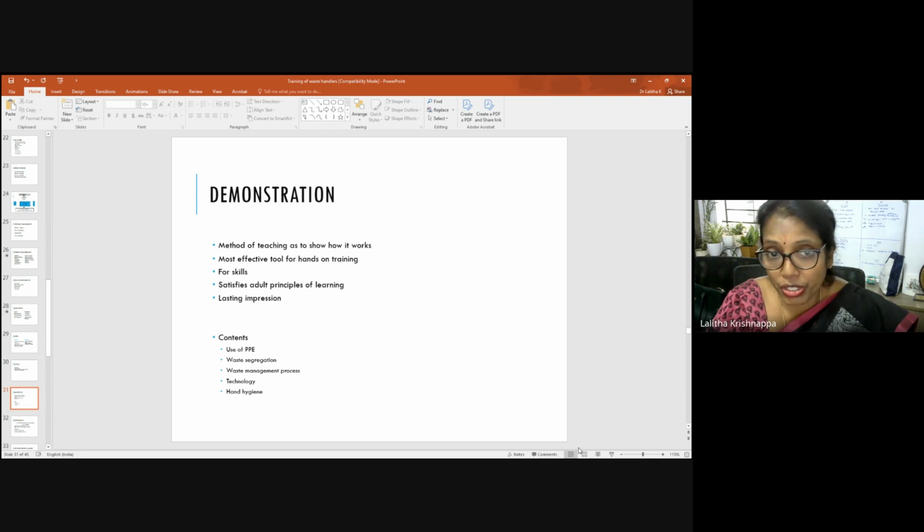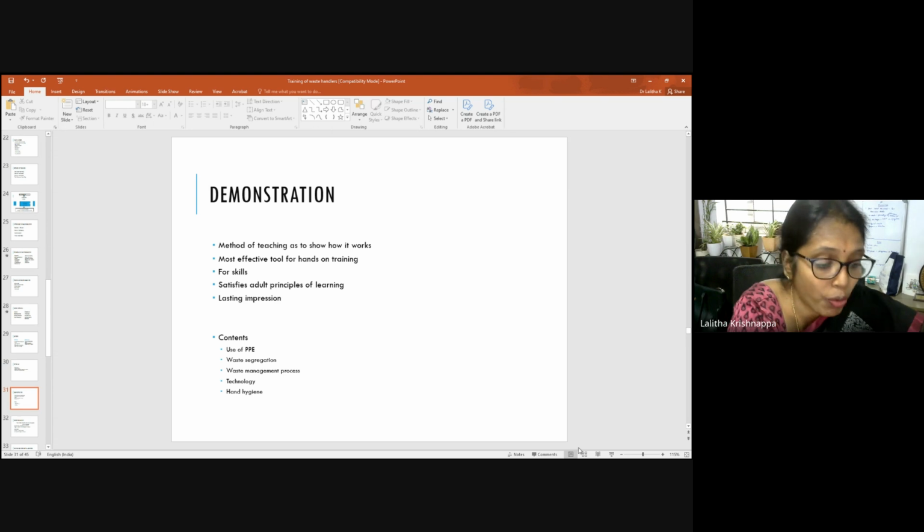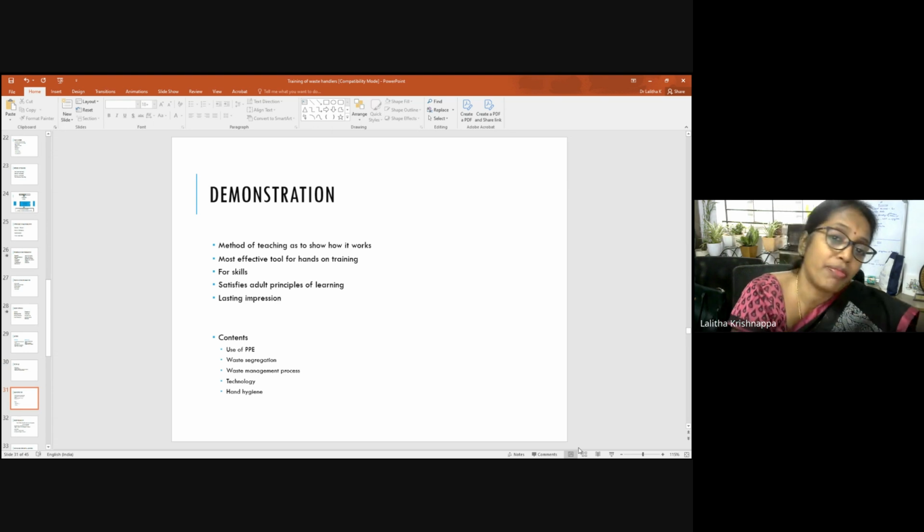Next is the demonstration. This is a method of teaching as to show. I keep four colored bins and I give some waste and I'll show them where I put it. That is called demonstration. Demonstration followed by hands-on training. You give the waste to them and ask them to put it in one of the color codes. That will have a very good impact. And this is especially useful for training on skills. Okay, and this will satisfy all the adult principles of learning, and it will have a lasting impression.